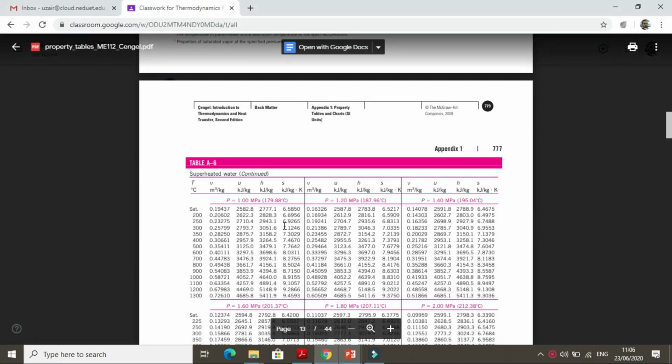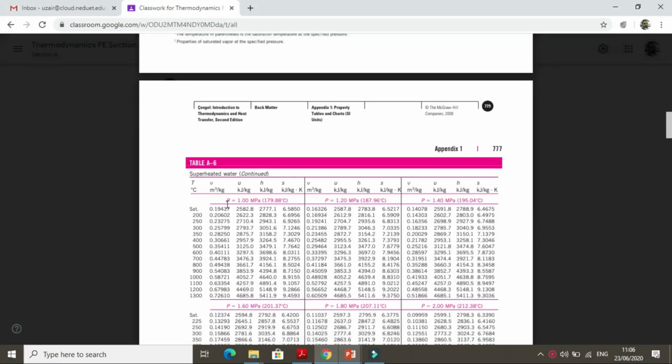So if both states are in the superheated region, at 1 megapascal and 400 degrees Celsius I can check the volume here. So this is 0.30661, and at 250 we have the volume of 0.23275.